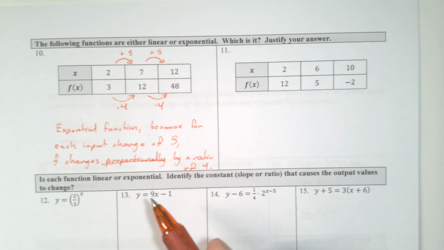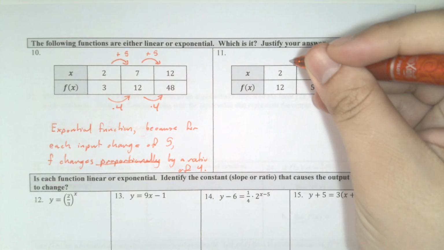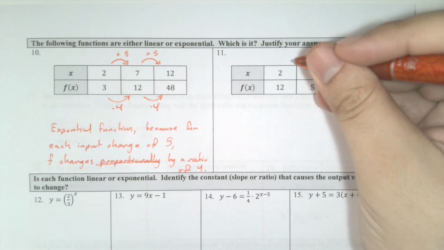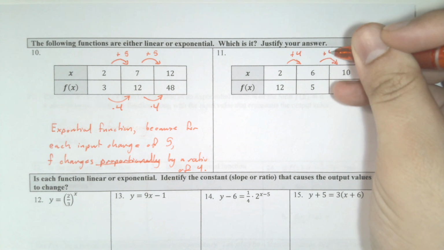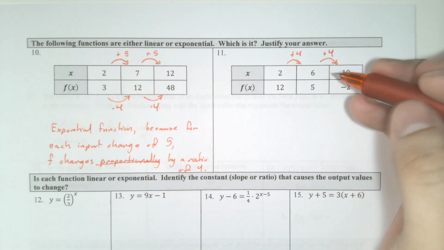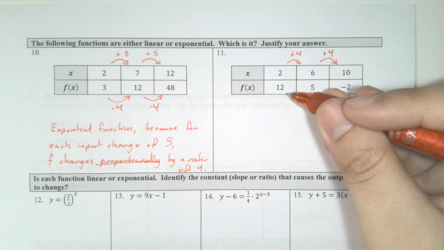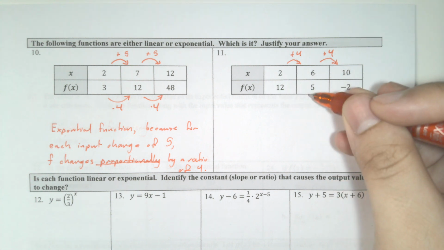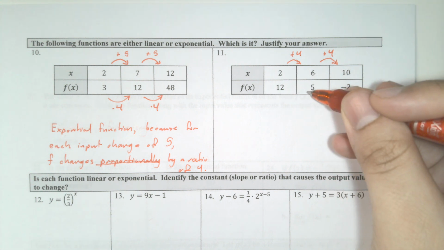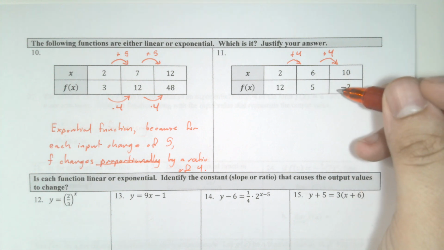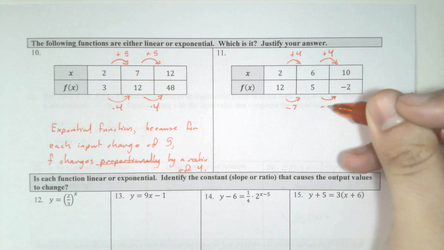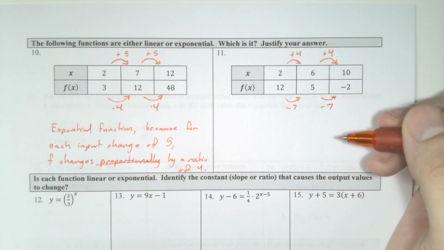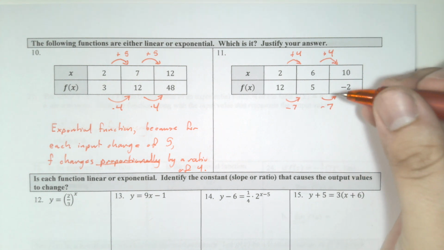Now, what about number 11? So how are our x values changing? Well, this goes up by 4, and this goes up by 4. Okay. And now, how is this changing? Well, let's see, to go from 12 to 5, we can subtract 7, and then from 5 to -2 is also subtracting 7. So, we see that this has to be a linear function.